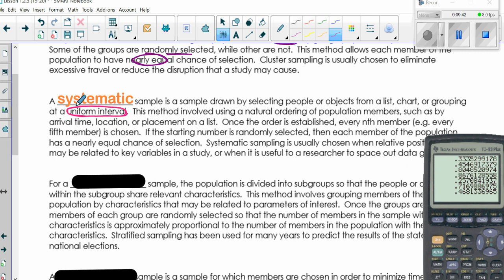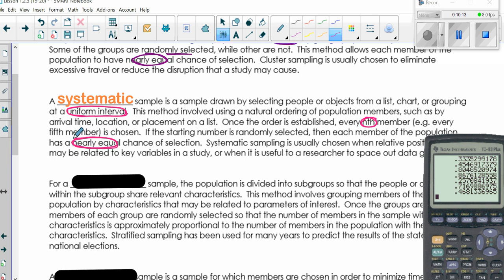Okay, this method involves using a natural ordering of population members, such as by arrival time, location, or placement on a list. Once the order is established, every nth member, meaning every third, every fifth, whatever it is, e.g. every fifth member is chosen. If the starting number is randomly selected, then each member of the population has a nearly equal chance, again, nearly equal is important, that means it's a good method of selection.